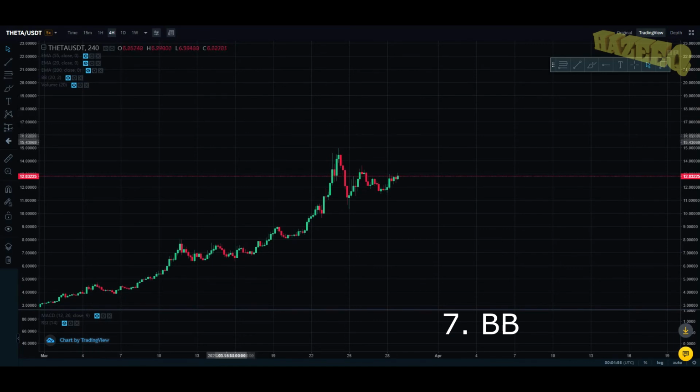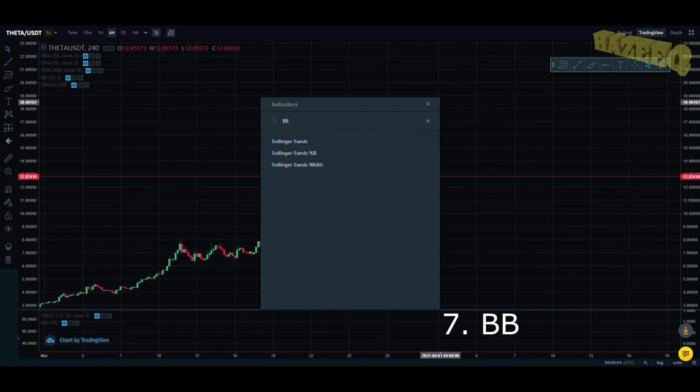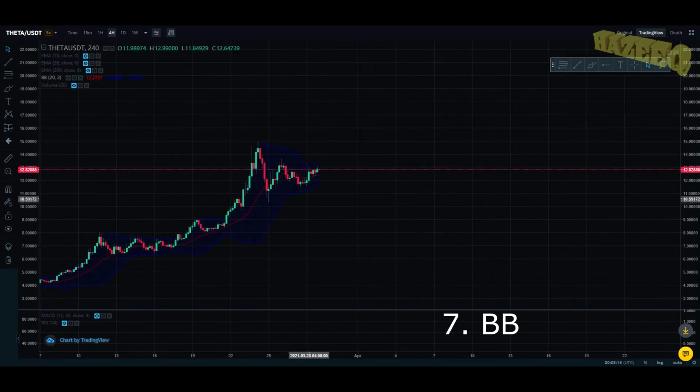Now, jumping into Bollinger Bands. Once again, come into the indicators, you can type in BB, and that will bring you the Bollinger Bands. Actually, not bars, I do apologize. It's very late over here, and I'm a bit tired after work. So the Bollinger Bands, they actually are kind of like the RSI, and I'm going to explain why in a second.